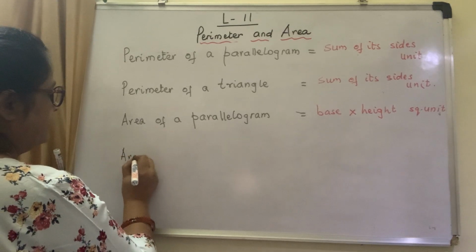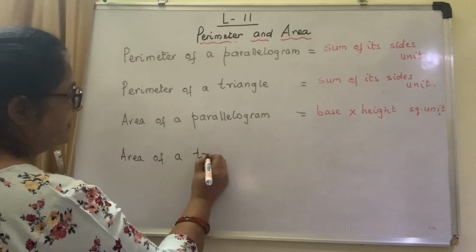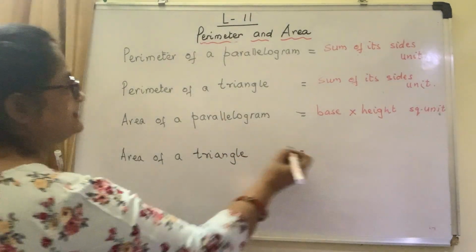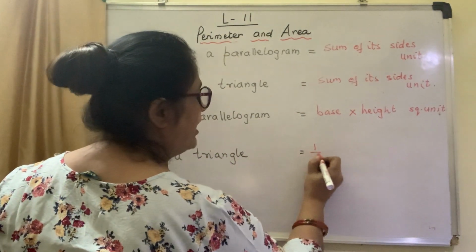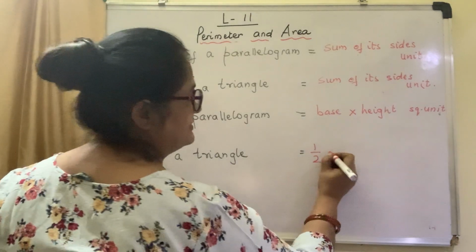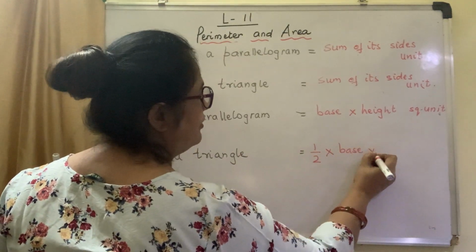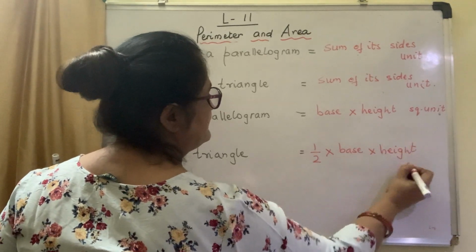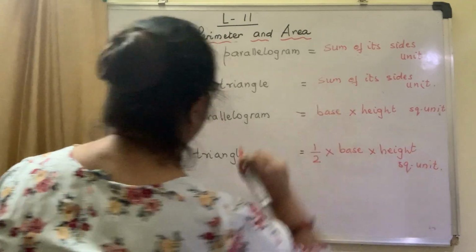Now, area of a triangle is equal to, triangle is just half the parallelogram, so it is half multiplied by the area of the parallelogram, that is base multiplied by height square unit.